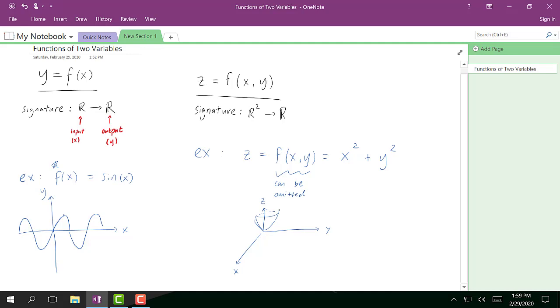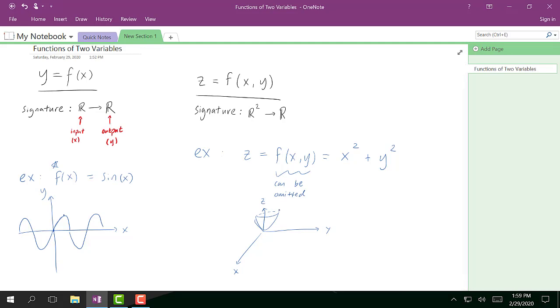We'll be looking at some other ones here and things you can do with them. This is just to set the stage of what we'll be looking at today. And again, you can have as many inputs as you want. You can have x1, x2, x3. You can have 10 inputs, 100 inputs. But just for the purpose of Math 2419, we're just going to be looking at functions of two variables when we look at multivariable functions.